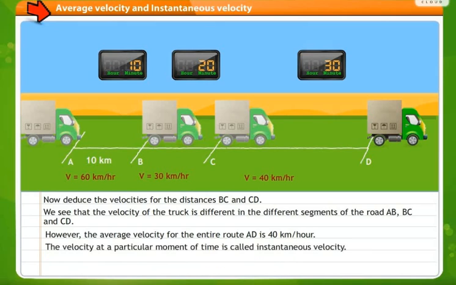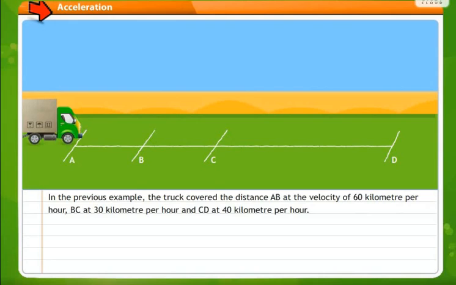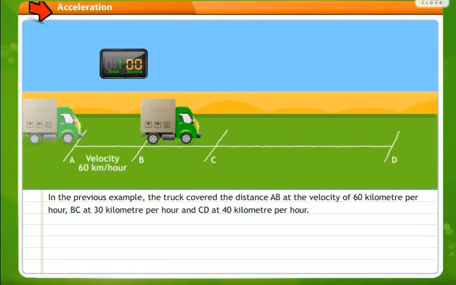The velocity at a particular moment of time is called instantaneous velocity. The instantaneous velocity can be different at different times. As we have seen, velocity is instantaneous and average. Using velocity, we come to a further quantity which is called acceleration. Now, change in velocity with respect to time is called acceleration.